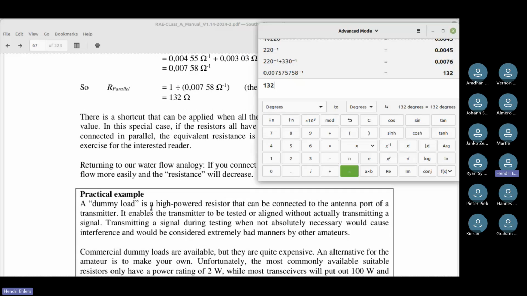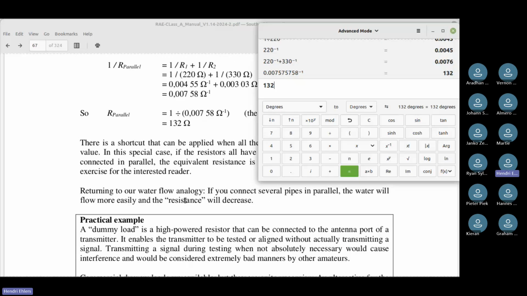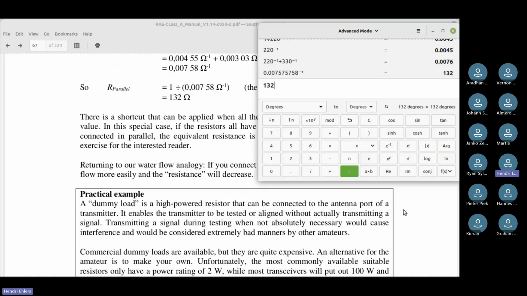Okay, here's a practical example. Let's just see what they say here. Okay, this is basically what Louis explained last time, with a pipe and the water and whatever.